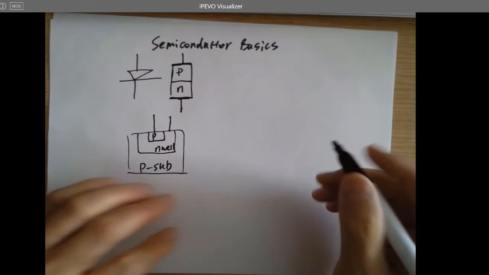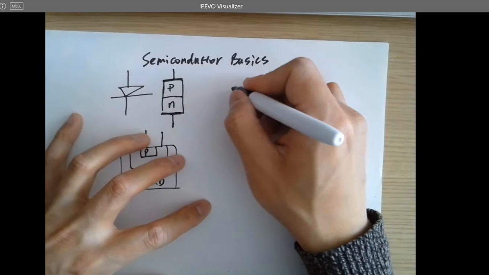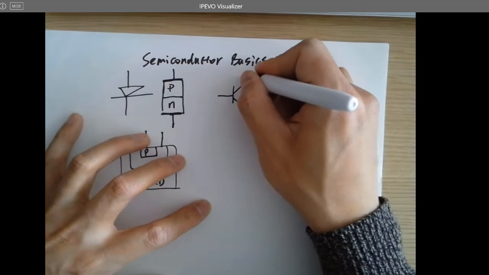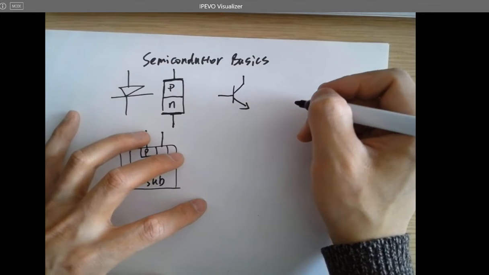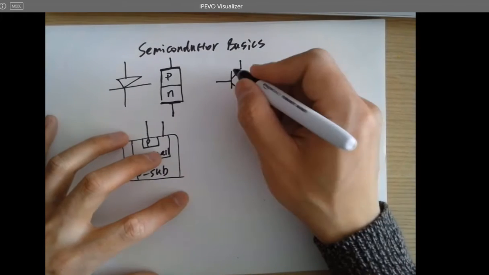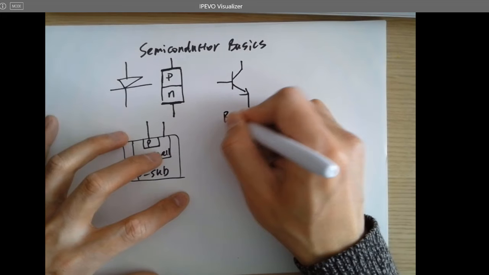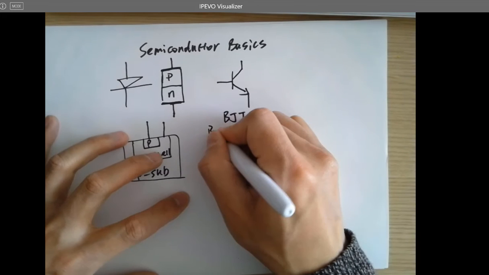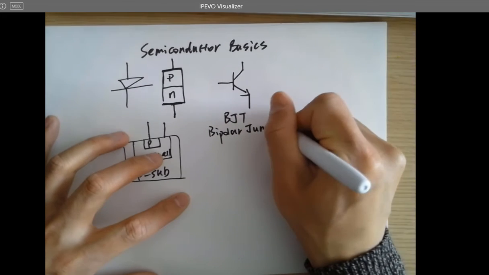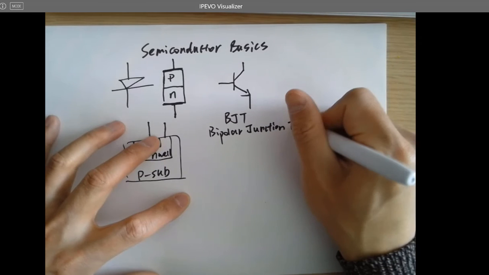Okay. And another device looks like this, which we haven't covered anywhere in the past. We should do it in analog, but we didn't have enough time because of the pandemic. But now we're going to do this. So this is called BJT, Bipolar Junction Transistor.